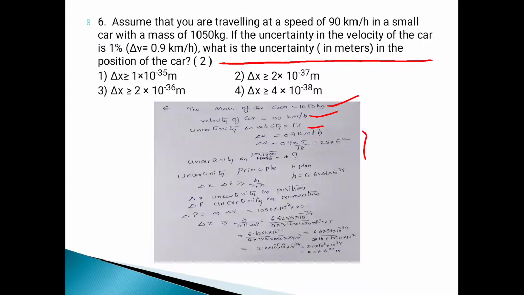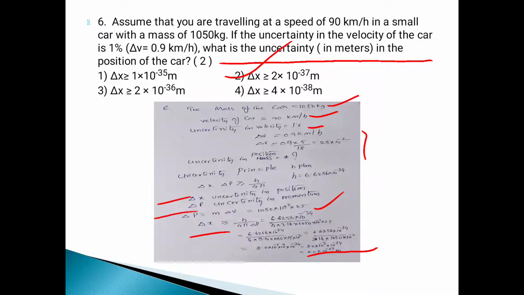Using the uncertainty principle, delta x times delta p is greater than or equal to h by 4 pi, where delta x is the uncertainty in position and delta p is the uncertainty in momentum. We can calculate the uncertainty in momentum as m into delta v, then we will get 1050 into 10 to the power minus 2 into 25. Then delta x can be calculated just by substituting that. Then it will finally come to 2 into 10 to the power of minus 37 as shown in the solution.